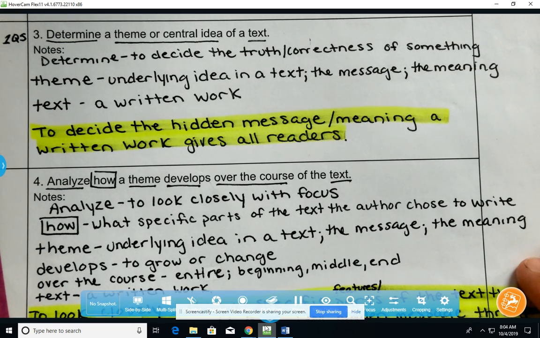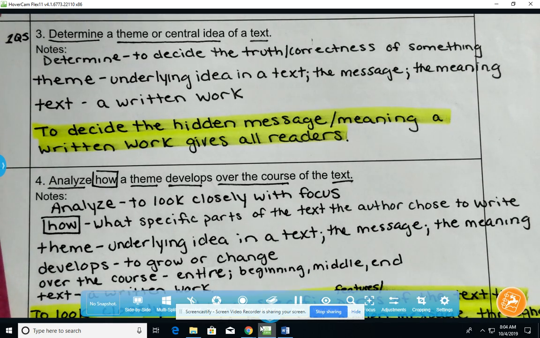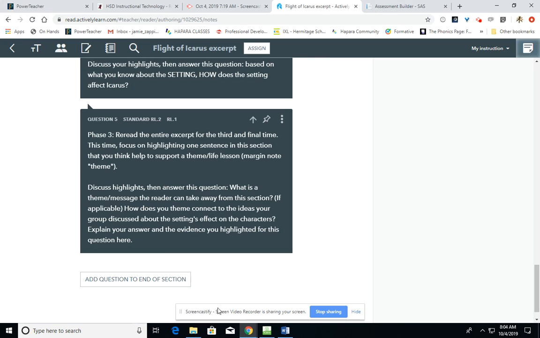This is sort of a continuation and response to yesterday's type 2, where it was asking you the same sort of question. But this time we're looking at what's emphasized specifically in the section of Icarus that I'm giving you. See if you can connect your message to what you discuss as a group on the setting's effect on characters, because you might be able to make a tie-in there. If you can, that means you're an extra superstar reader. So see if you can do that.